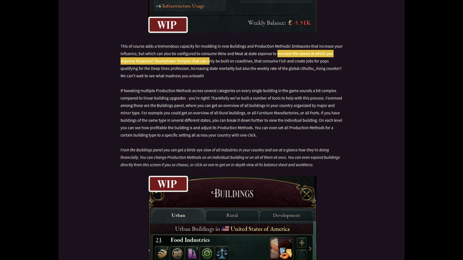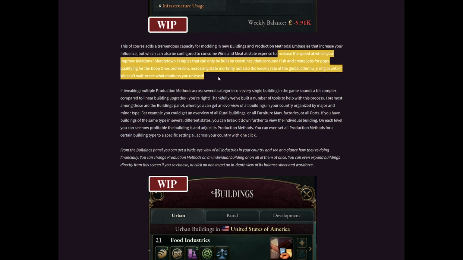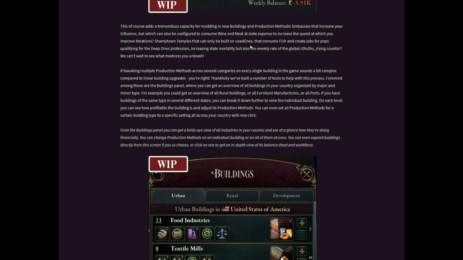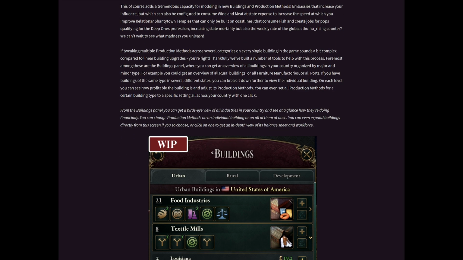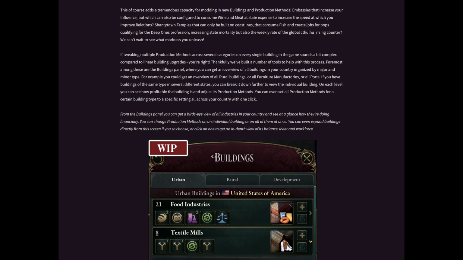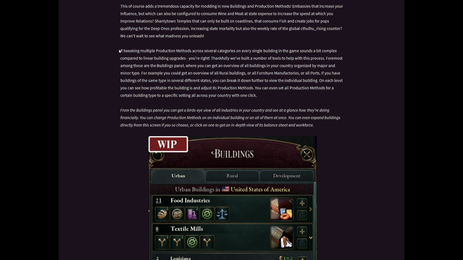Shantytown temples that can only be built on coastlines, consume fish, create jobs for POPs qualifying for the Deep Ones profession, increasing state mortality, but also the weekly rate of global Cthulhu rising counter. We can't wait to see what madness will be unleashed. Yeah, there's something like that, and that would definitely fit into the time, right? Lovecraft being at the end of the Victorian period, but solidly in there still.